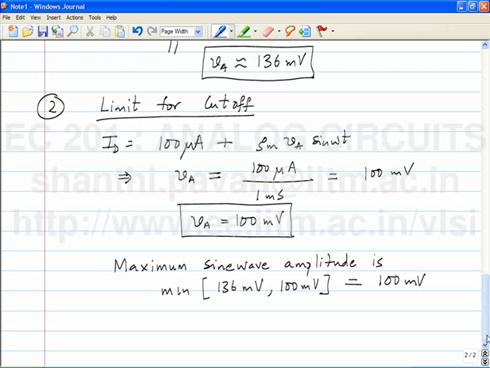What is the only assumption we have made in all these calculations here? So the assumption, please note, is that we have merely gone along and said the drain current of the MOS transistor, for example, is the quiescent value, which is 100 microamperes, plus the incremental value, which is GM times Vs.